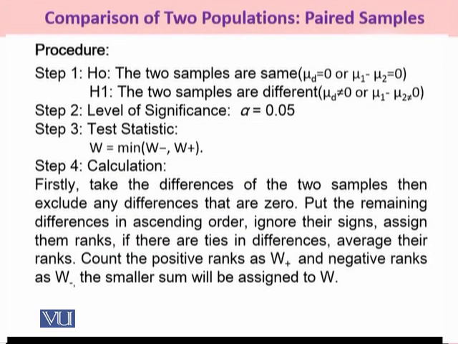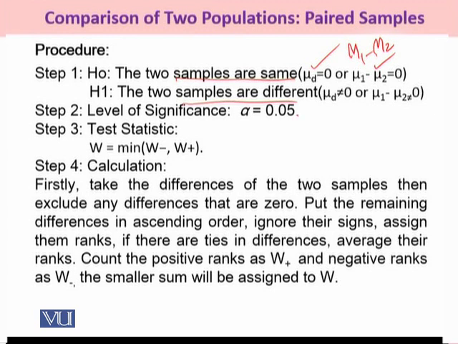Now the procedure for comparison of two populations for paired samples under non-parametric tests: the first thing you have to do is outline the pair of hypotheses. So H naught is that the two samples are the same, whereas the alternative is that they are different. That means mu D equal to 0, or mu1 minus mu2 is 0. Here students, note that mu1 doesn't mean the mean; you can replace it as m1 minus m2. So it is assumed that you are interested in comparing the two medians under the non-parametric test.